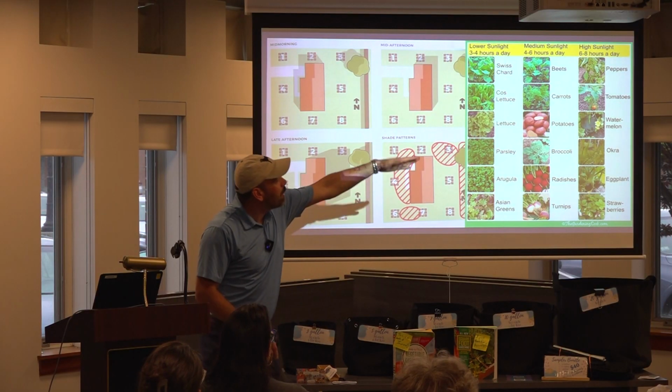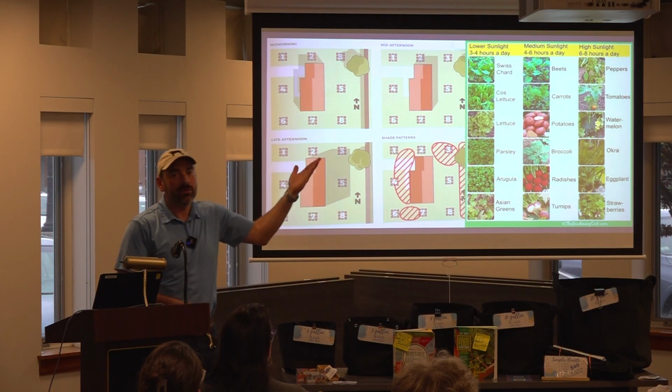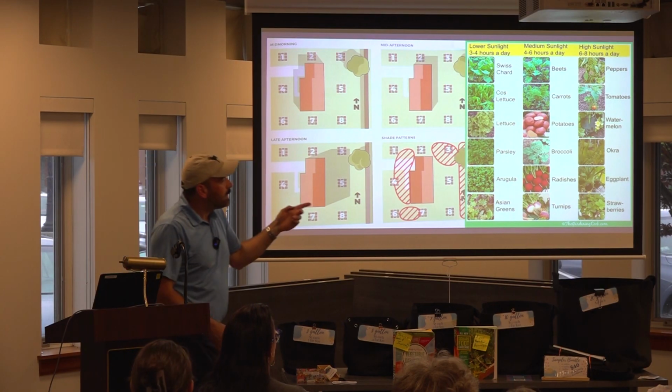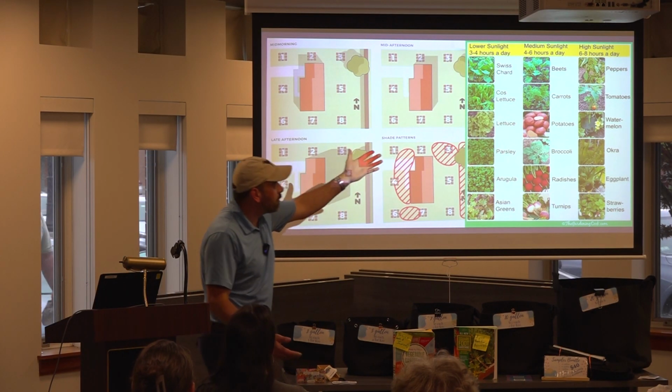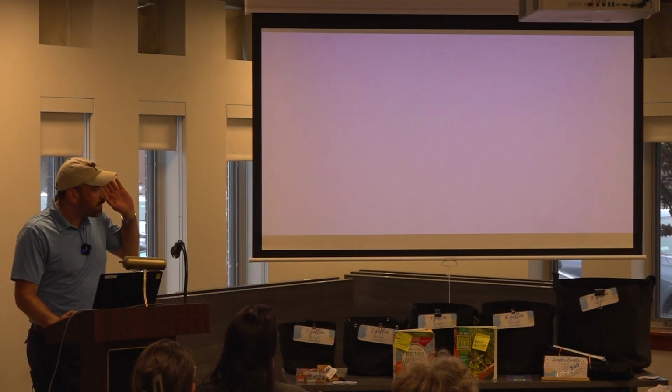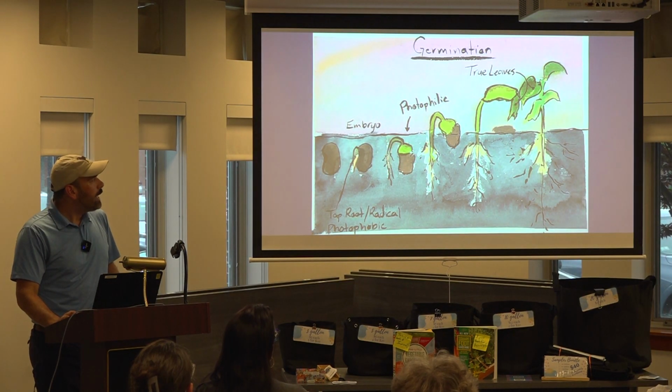So the things that need the most light are fruiting things. Things that either grow very large plants or produce fruits, tomatoes and peppers and all that. Those are the ones that you want to give the prime sunny spots to.